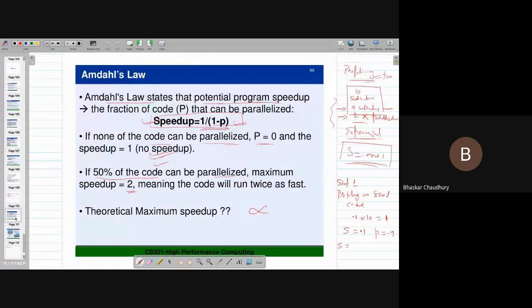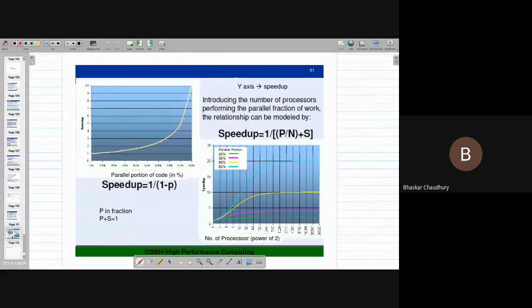But now I'm saying let us bring back that n, a realistic number n, and see what is happening. First let us look at the left part. Again assume there are an infinite number of processors. On the x-axis, we put how much portion of the code is parallel. I think this is not clearly visible, but it is 60, 70, 80, 90. You can see that if 90% of the code is parallel and I give you an infinite number of processors, then the maximum speedup you can get is 10.